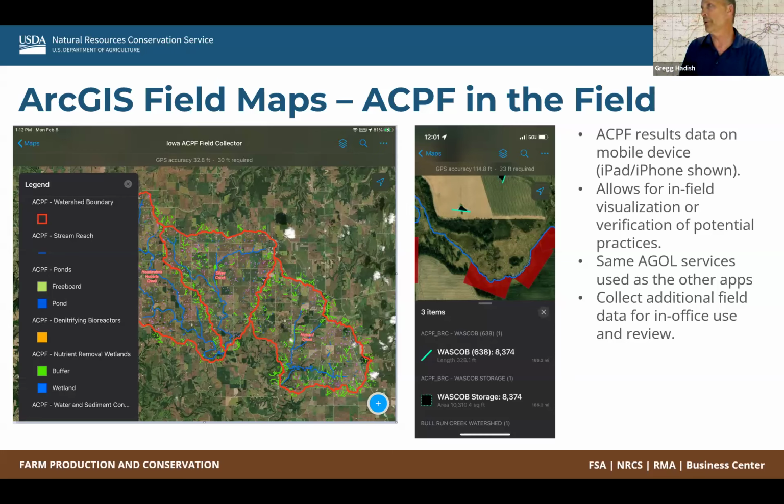And then what we can also do is map new features while we're in the field as well. So maybe we want to tweak where a particular location of a conservation practice is. We can add new point, line, and polygon features right within the application, and then bring that back into the office and utilize that in our ongoing conservation planning process.